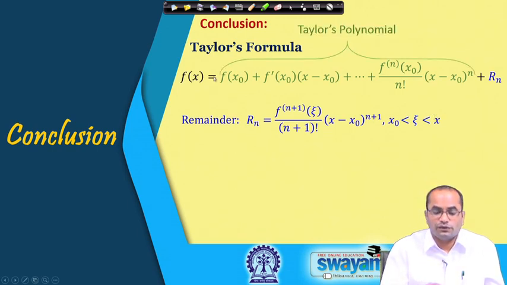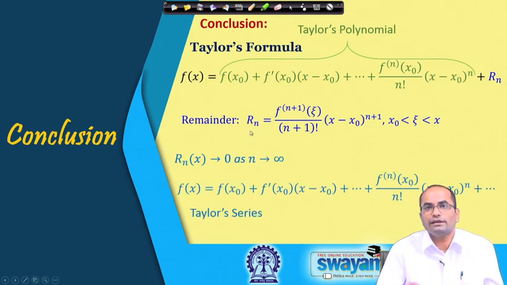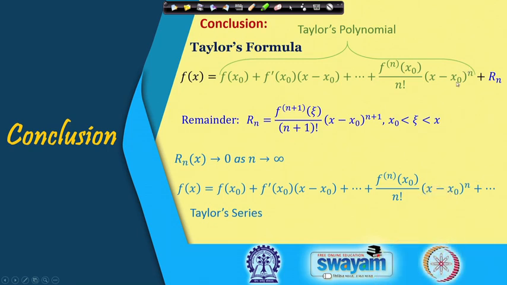The polynomial term we call the Taylor's polynomial, and the whole result is called Taylor's formula. And then we have also observed that when R_n, the remainder term, goes to 0 as n goes to infinity, then we can write down this Taylor's formula in terms of a series, which is called the Taylor series. So, that is all.